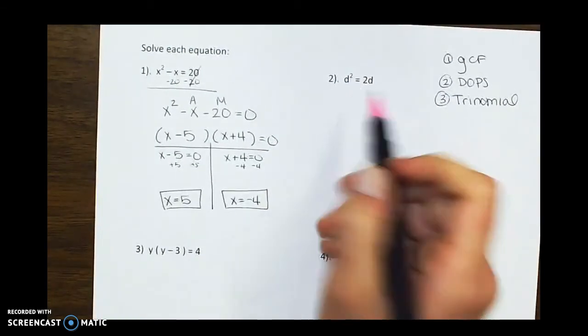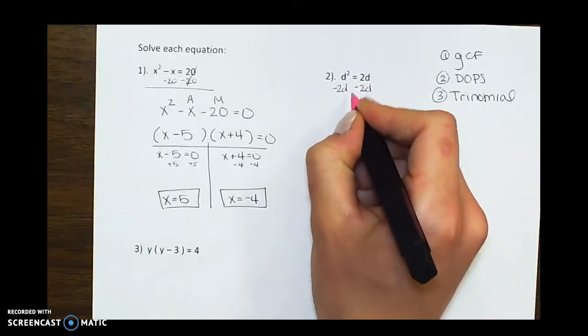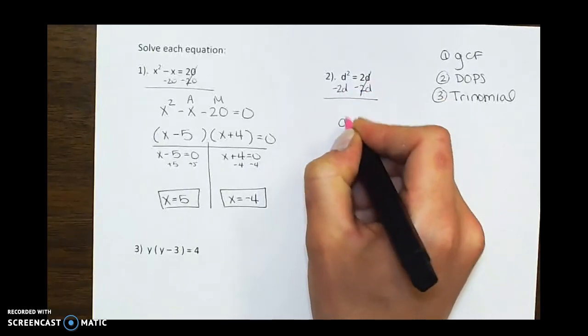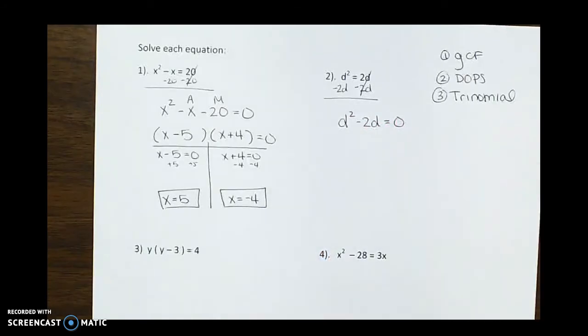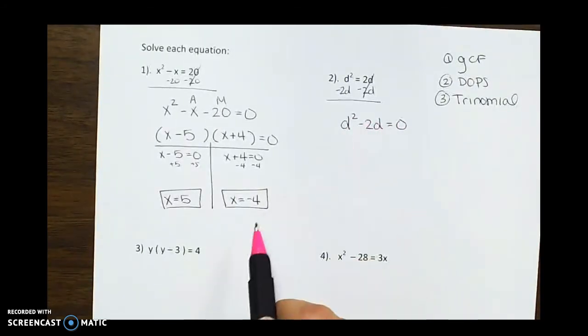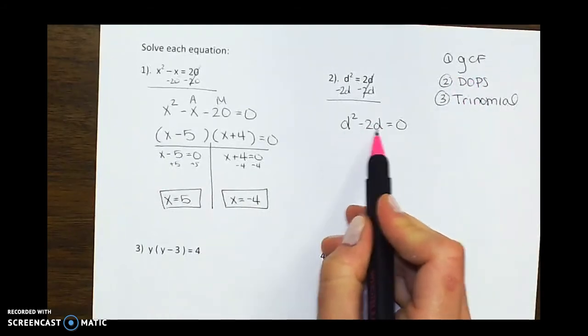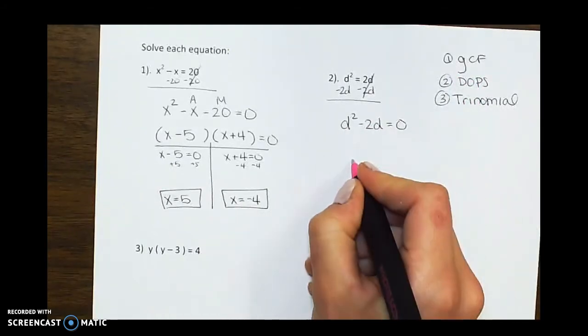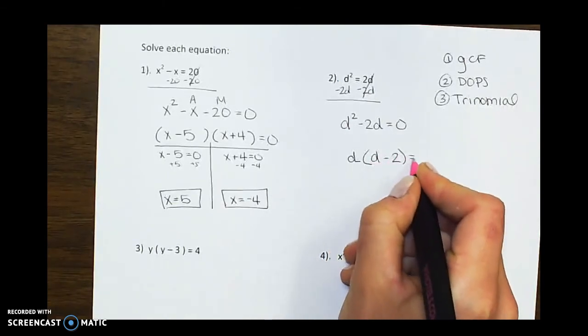So the first thing we have to do is set it equal to 0. So I'm going to subtract the 2d. Those cancel, so we're going to get d squared minus 2d equals 0. Now we need to figure out how we are going to factor this. Well, the first method we always try is GCF. If I look carefully, they both have a d. So I'm going to put the d on the outside, and then we get d minus 2 for the inside.